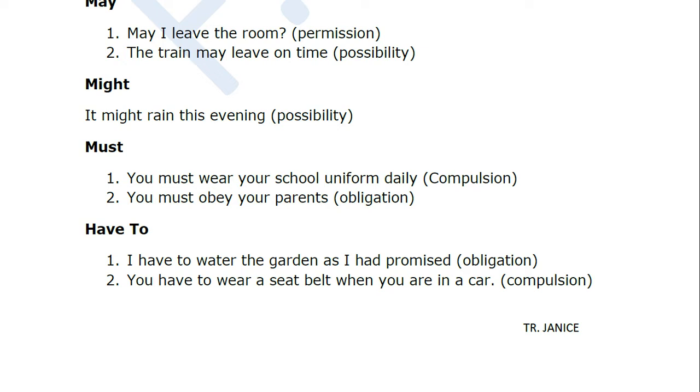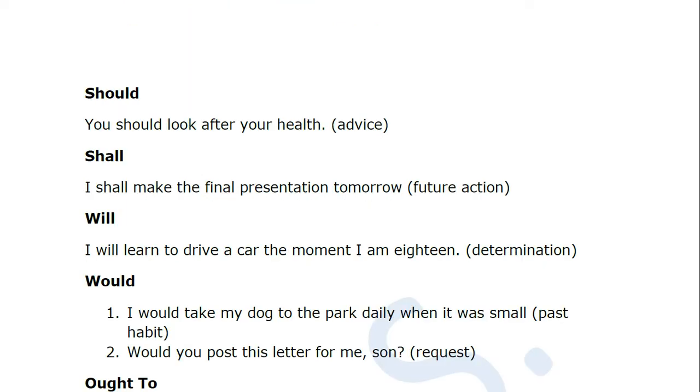Next, have to. I have to water the garden as I had promised. So because you made the promise, it becomes your obligation. So now you have to fulfill your promise. You have to wear a seat belt when you are in a car. So here it is compulsory that you wear a seat belt. You are not to remove your seat belt. It is a compulsion. Okay.